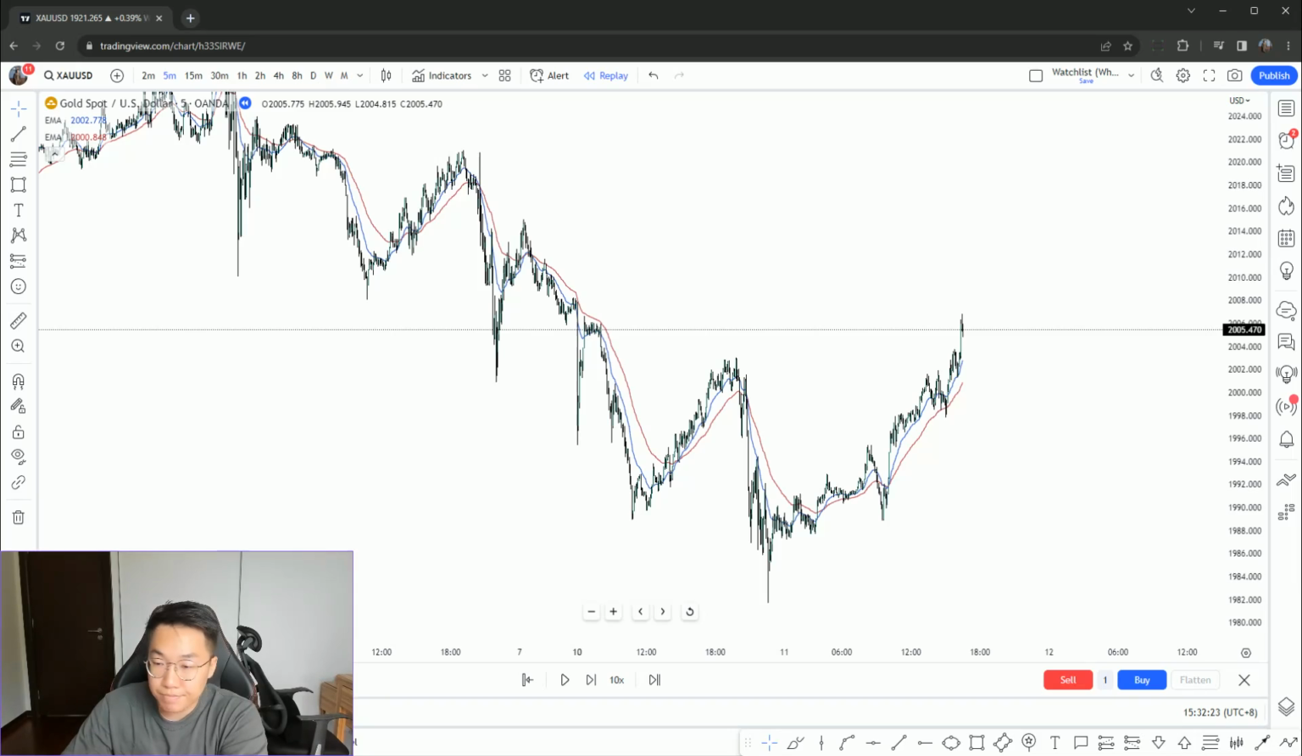Remember, the difference between a flag and a rollover is very small. So if you want to master these two patterns, you really have to zoom down to the 1 to 5 minute and look at how price behaves at the very minor structure, at the very minor detail.